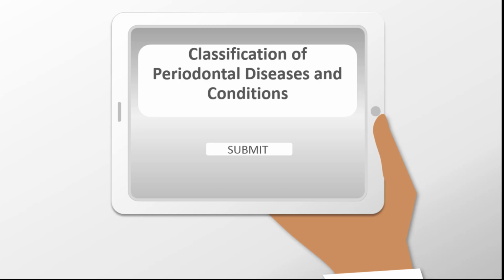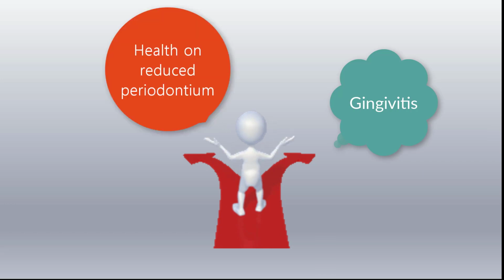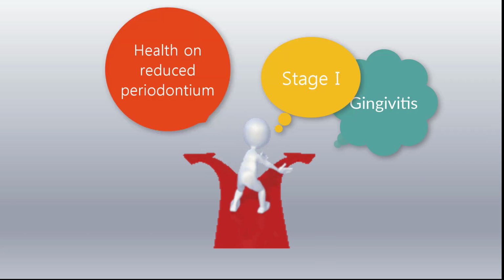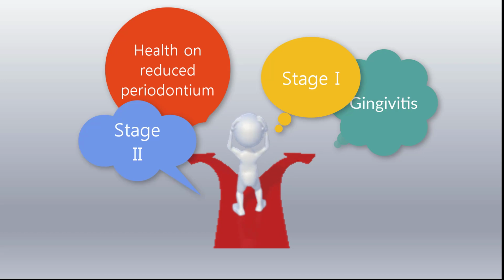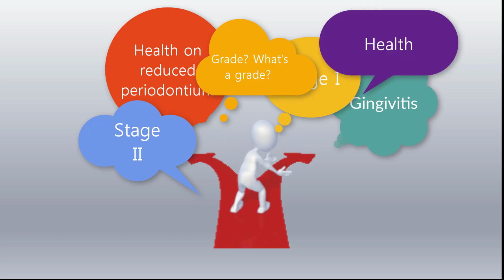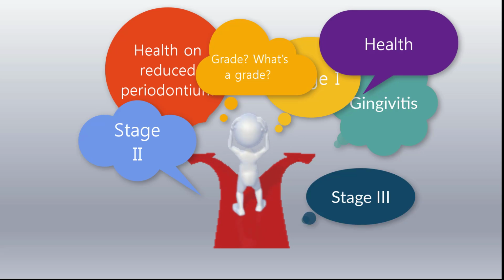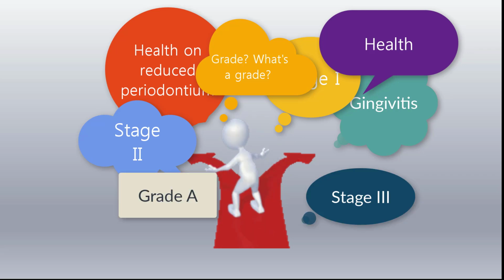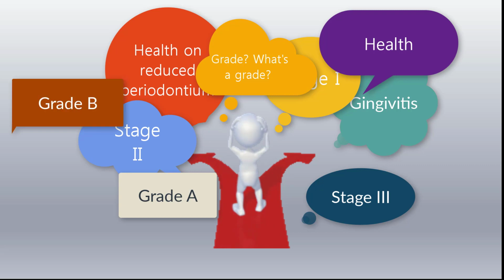Going to be discussing the new classification of periodontal diseases and conditions. I know what you're thinking. The periodontal classification system can be very confusing, and it's really easy to find yourself at a crossroad trying to use your periodontal assessment, your radiographs, and everything to the best of your ability to decide if this patient has periodontitis, or are they healthy, or do they have gingivitis, or are they healthy on a reduced periodontium.